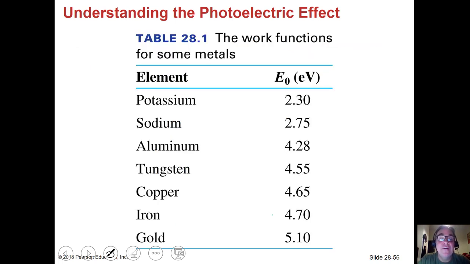Here's a table of work functions, actually. So potassium, it's a lot easier to liberate an electron from potassium than it is from gold. So gold really holds on to electrons tightly. Potassium doesn't, and then you have a whole range here. So you can tell what element you actually have if you set up this photoelectric experiment and measure this work function, you could figure out what you're dealing with.